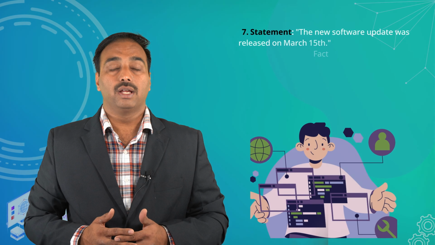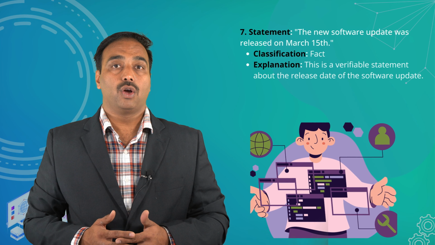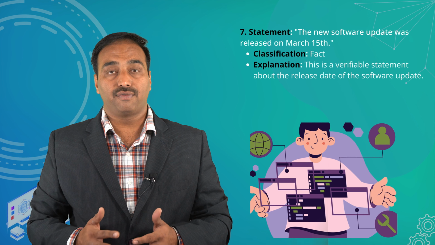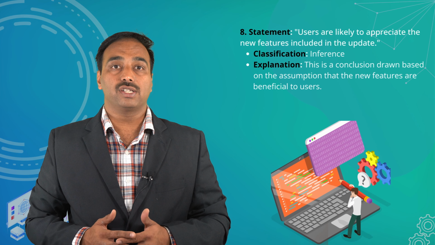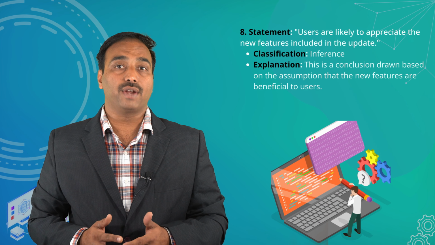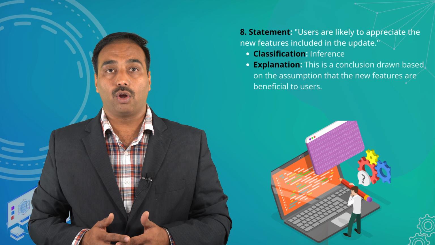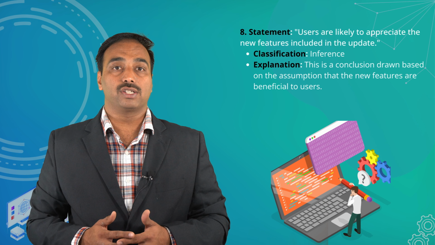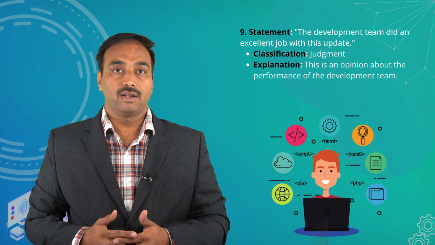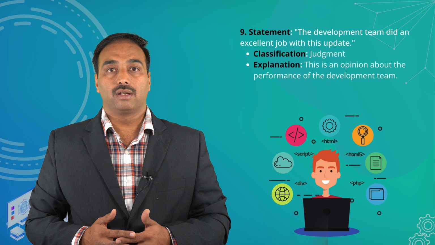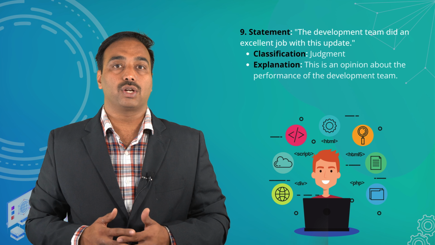Next statement, the new software update was released on March 15. This is a fact. This is a verifiable statement about the release date of the software update. Users are likely to appreciate the new features included in the update. This is an inference because this is a conclusion drawn based on the assumption that the new features are beneficial to users. The development team did an excellent job with this update. This is an example of judgment because this is an opinion about the performance of the development team.